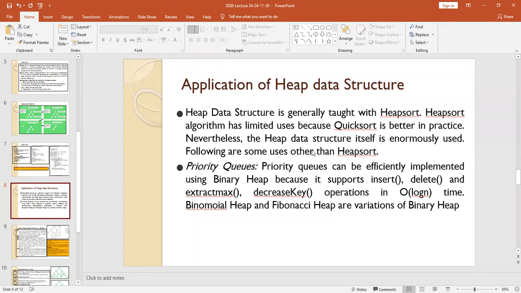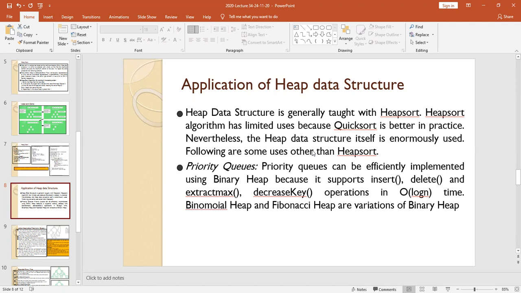In today's class we will go with concepts like applications, second one leftist heap, and the third one extended binary tree. So three concepts we will be discussing today. Very important concepts from an exam point of view. First, application of heap data structure. Where are you going to use heap? For that, now we shall see.